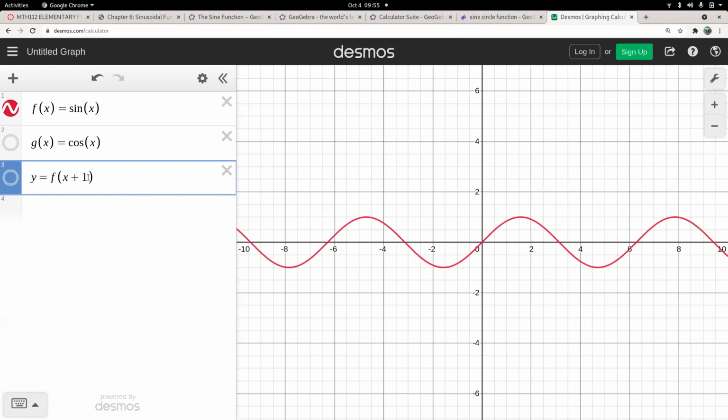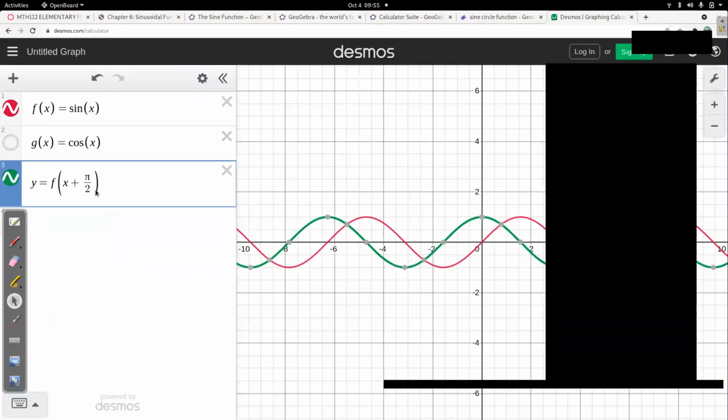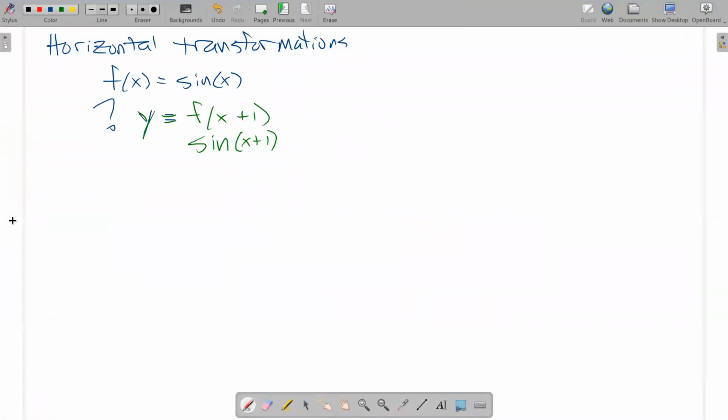So what if instead of a plus 1, we do a pi over 2? Graph it. So what happened? Instead of going to the right pi over 2, the function shifted to the left. It went backwards. Why? That is because of the essence of what it means to be a function, which I'll get to. Interesting. This ended up being a shift left.